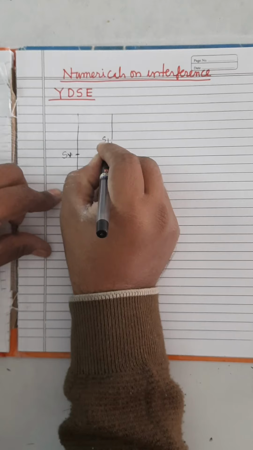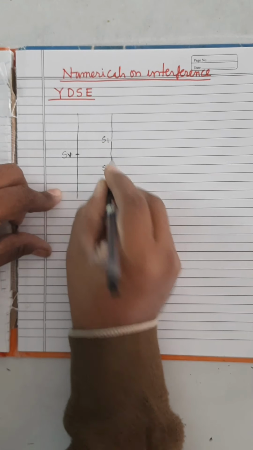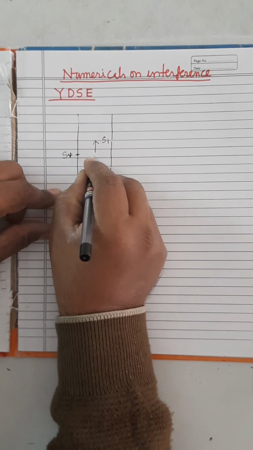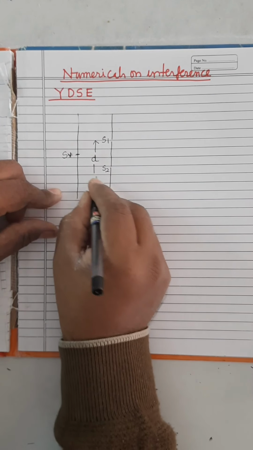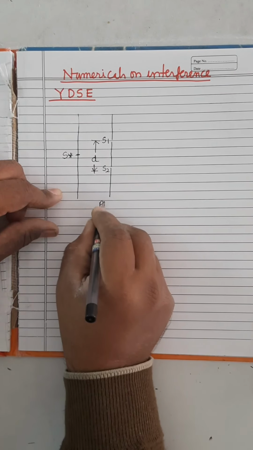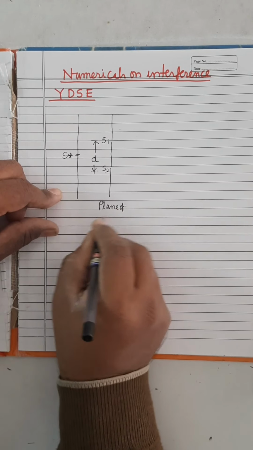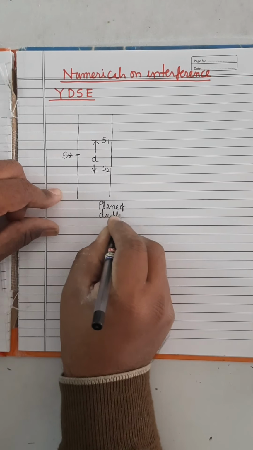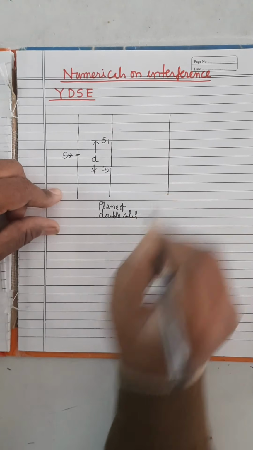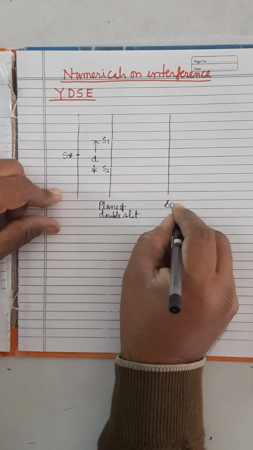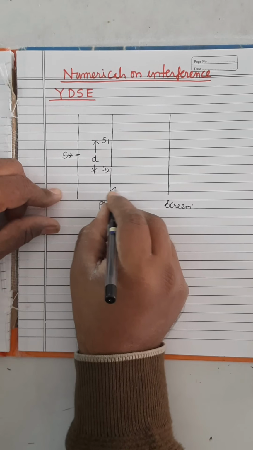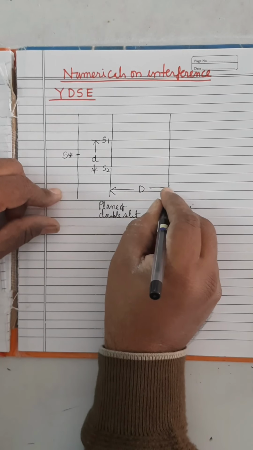This is the slit S1 and this is the slit S2. They will become the coherent sources. All these things I have already explained in the previous lecture. This is the distance between the double slits. This is called the plane of double slit. And there is another screen on which the interference pattern is obtained. This we call simply the screen. And the distance of this screen from the plane of double slit is capital D.